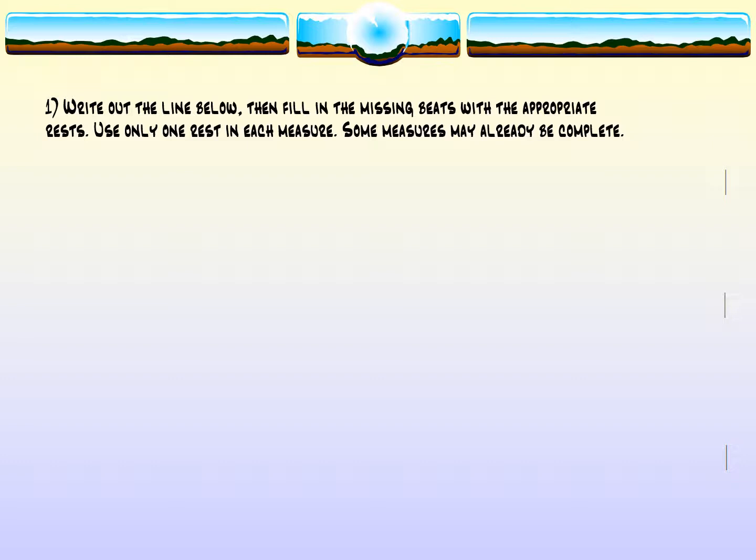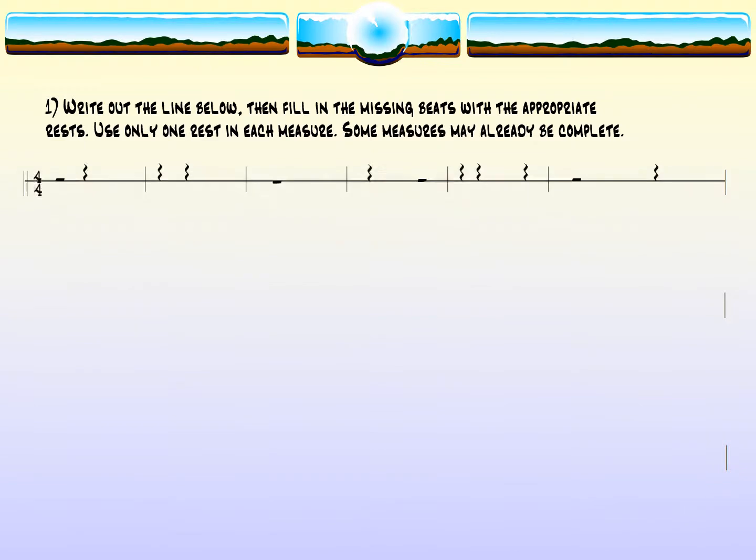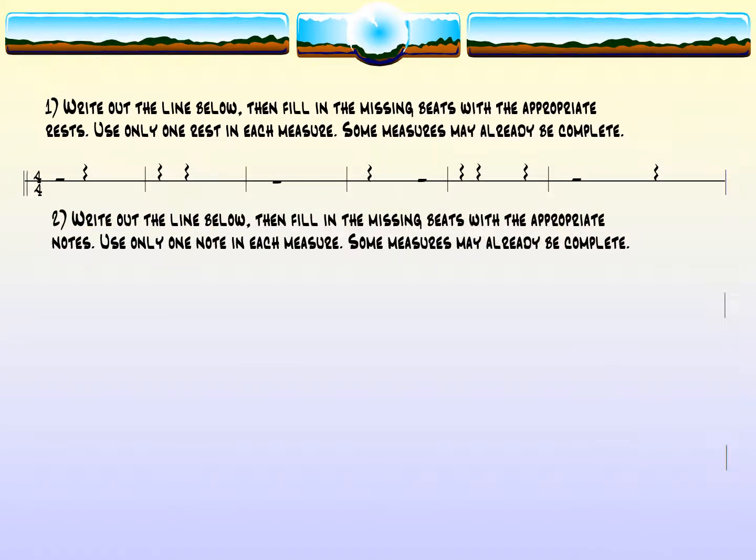Write out the line below, then fill in the missing beats with the appropriate rest. Use only 1 rest in each measure. Some measures may already be complete. Write out the line below, then fill in the missing beats with the appropriate notes. Use only 1 note in each measure. Some measures may already be complete.